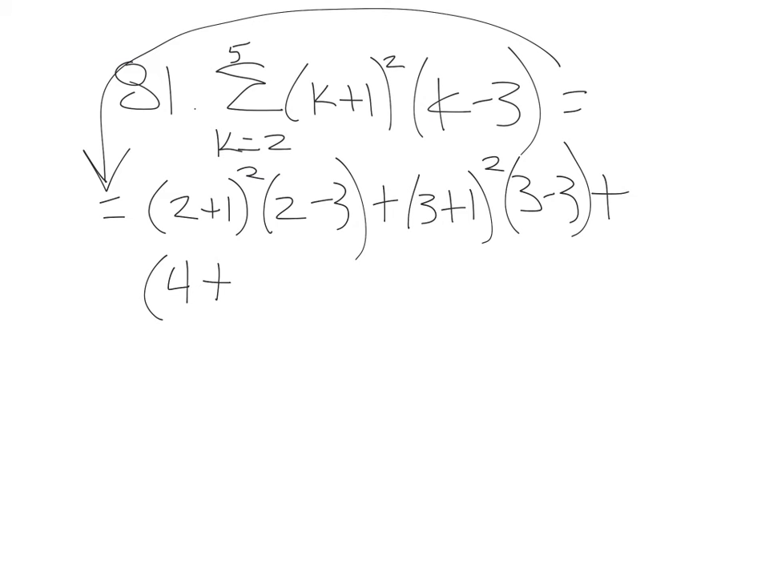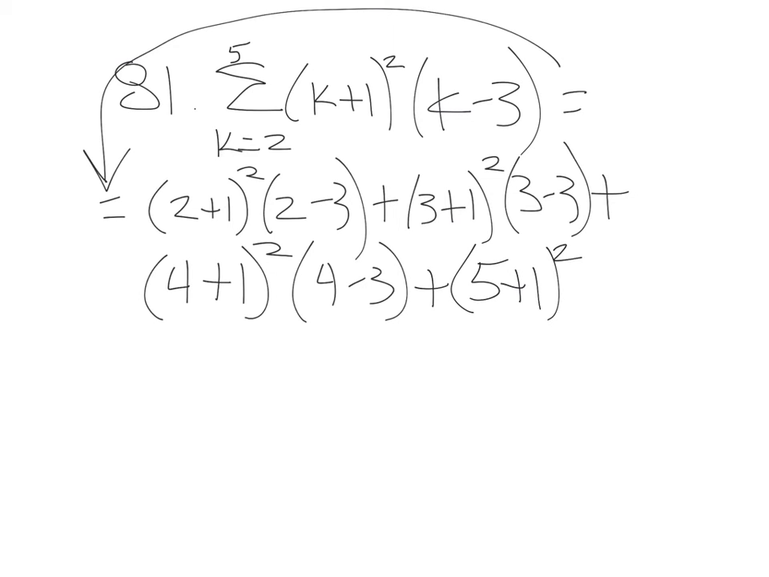Now I'm going to plug in 4, so I have 4 plus 1 squared, 4 minus 3, and this top number again is the last value or the last input you are going to substitute in for k. So last one I plug in 5 plus 1 squared, and then 5 minus 3.